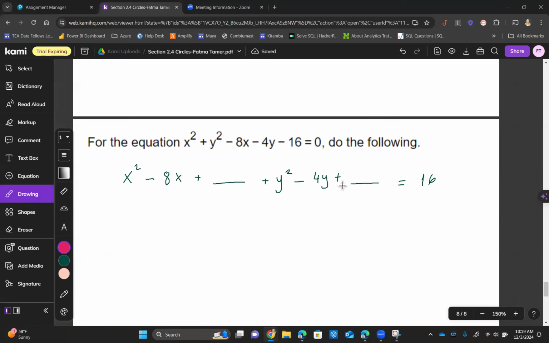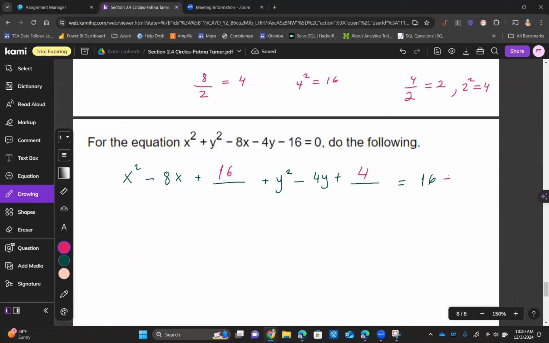We need to find the missing numbers we need here. I have an 8 here. I'm going to cut the 8 in half, which gives me a 4. And then we're going to square the 4 and it gives me a 16. So I will need a 16 here for the first part to make it a perfect square trinomial. Similarly, here, I have the 4. I'm going to cut it in half. That's a 2. And then we're going to square it and it will become a positive 4. So I will need a positive 4 here.